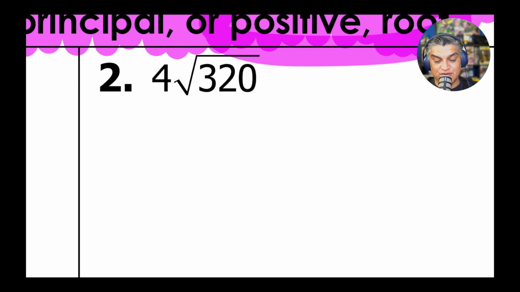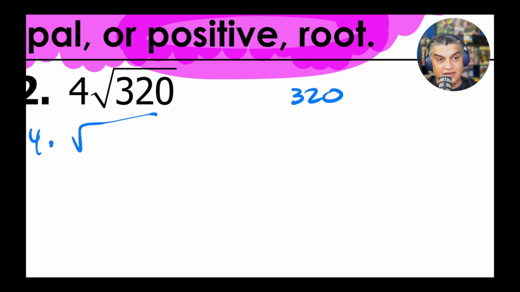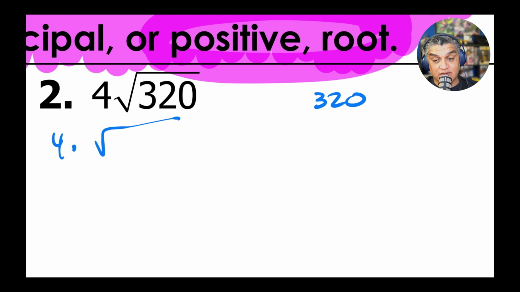4 square root of 320. So I have 4 times the square root of 320. Well, let's break down 320. If you can't, this is the way I like to break it down. I just like to break it down like this.